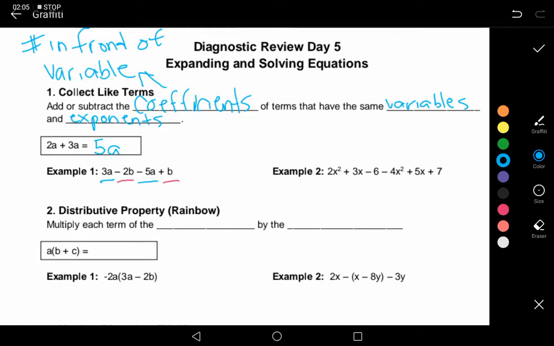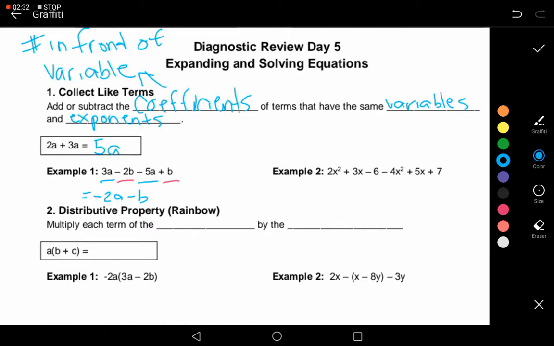So again, all I'm going to do is add or subtract the coefficients. So I have 3 minus 5 for my a's, so that is obviously negative 2a. And for my b's, I have negative 2 plus b, which is going to leave me with just negative 1b or negative b. Okay, so a bit more of a complex example over here, but the exact same method.